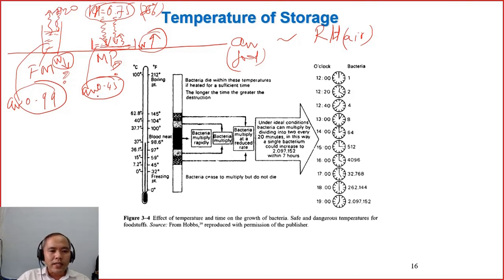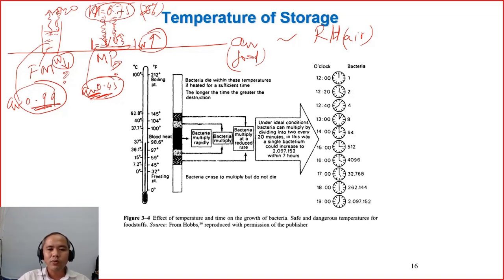Because what is water activity again? Water activity indicates the vapor pressure, so how easily the water evaporates. If it's high, then it's very easy for the water to evaporate. If it's low, then it's very difficult for the water to evaporate. It will not evaporate, meaning the vapor outside will be absorbed inside.